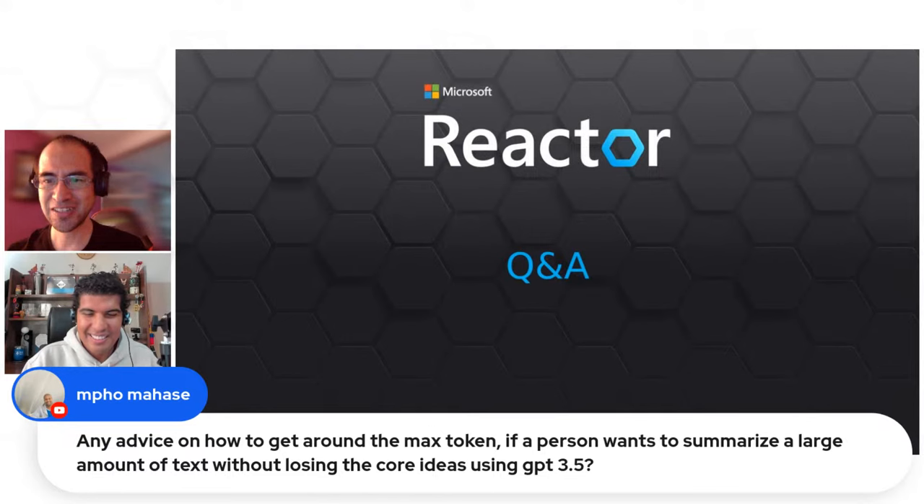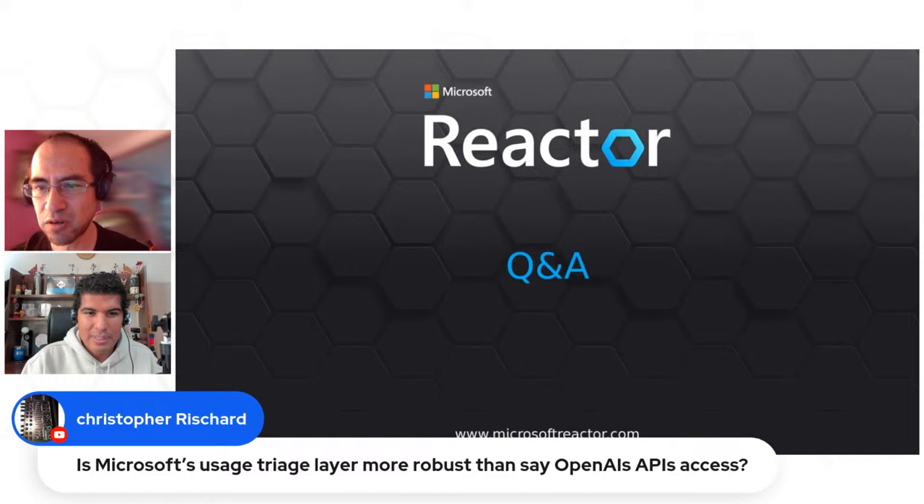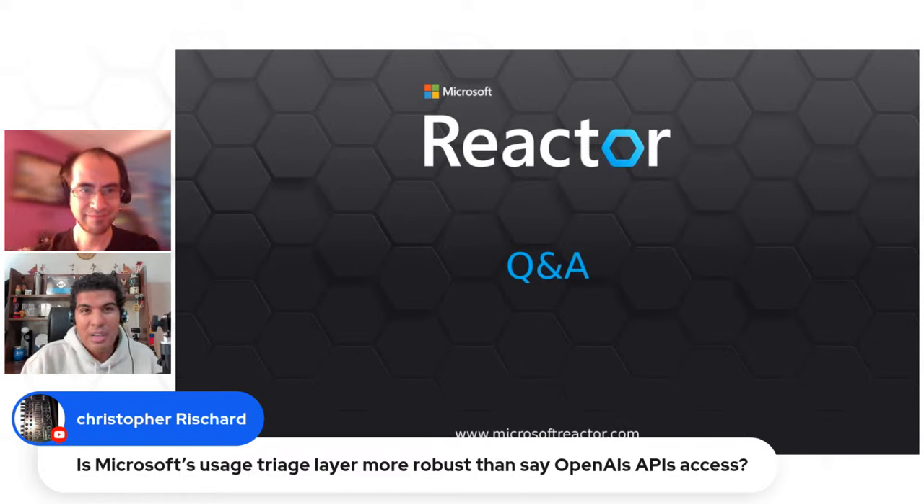Okay, so next question from Christopher Richard. Is Microsoft's usage triage layer more robust than, say, OpenAI's API access? So what do you think about the difference between the OpenAI APIs and Microsoft OpenAI? Do you think that there is a difference? In the end, it will be the same, in my opinion. Because if you use just the OpenAI APIs, if I'm not wrong, you can also call Azure OpenAI service models as well.